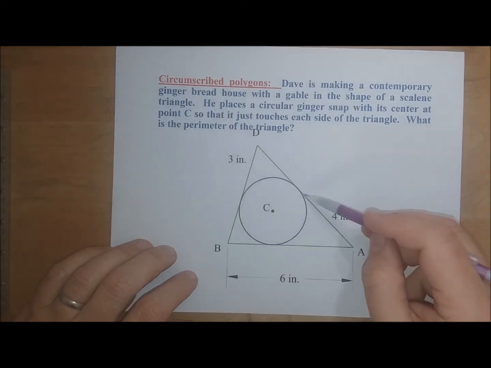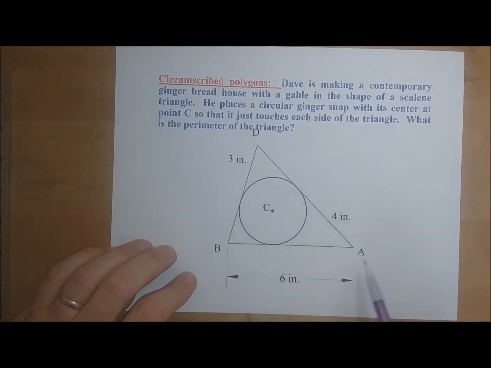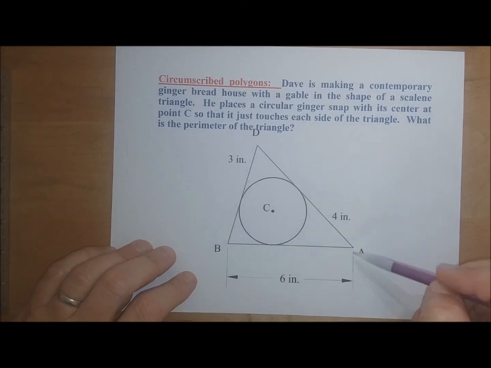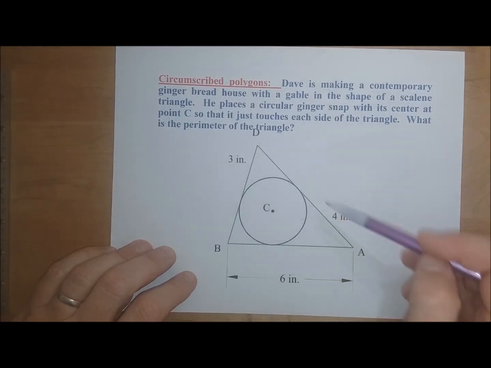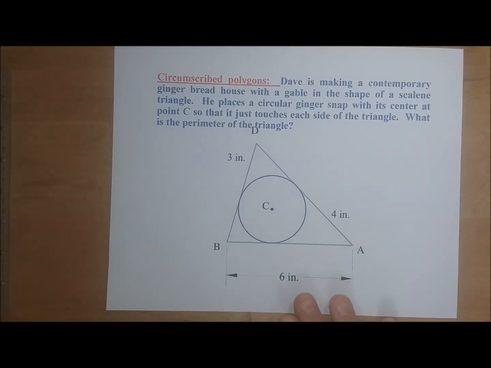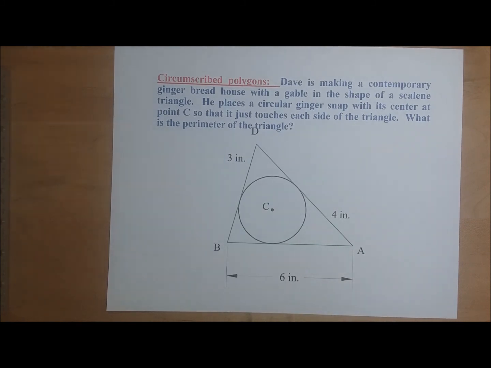All right, well, this segment here is 4 inches. This side, so I do know side AB is 6 inches, but I don't know the other sides. I only know pieces of them. You know, this piece is 3 and that piece is 4. So, wonder if maybe Dave didn't give us enough information here. What do you think?